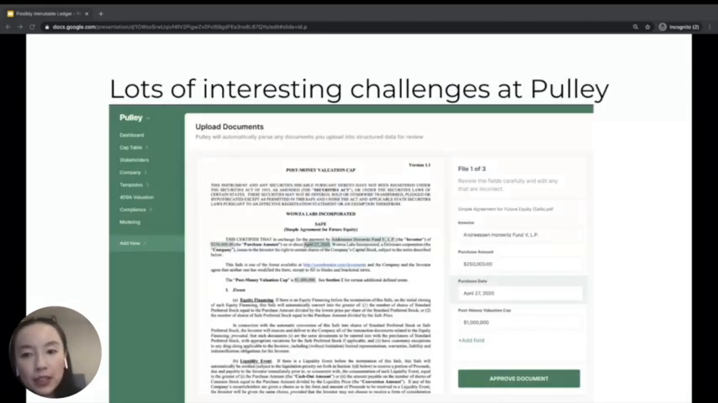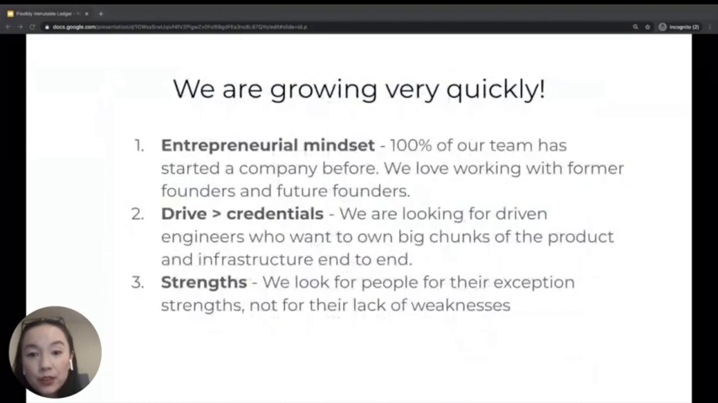So the ledger is one of many company projects that we're working on at Pulley. We are also building out a system to extract data from PDFs to make data entry easier. And for Pulley, there's a ton of things that we really want to build, and we're growing really quickly. So we're looking for more entrepreneurial engineers to join our team. 100% of our founding team has started a company before, so we're looking for more founders and more future founders who want to come on board with Pulley.